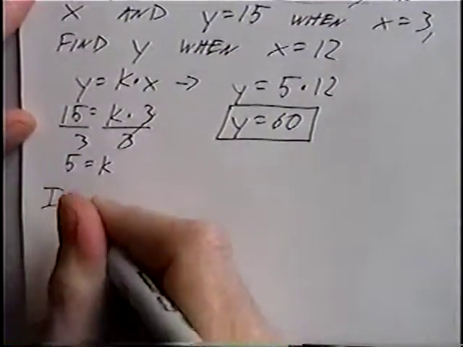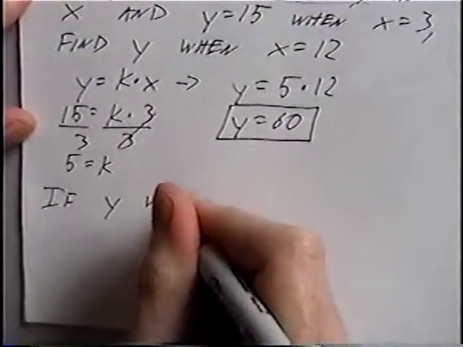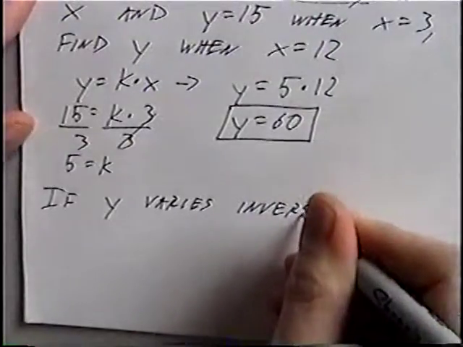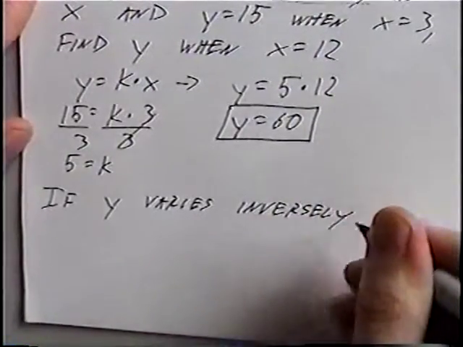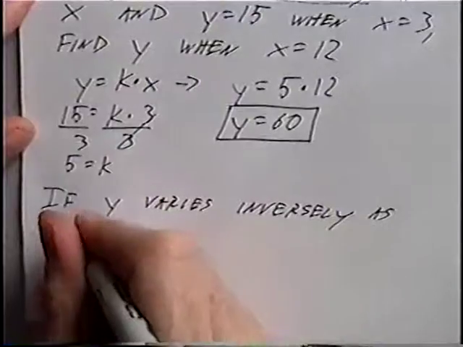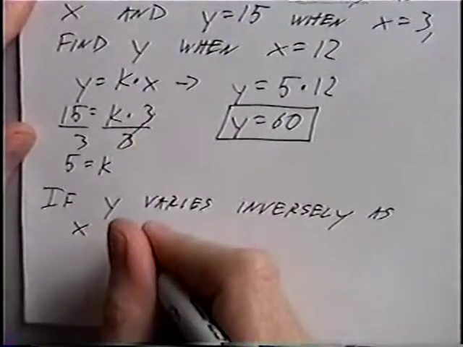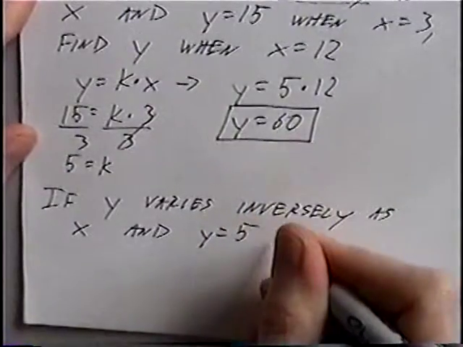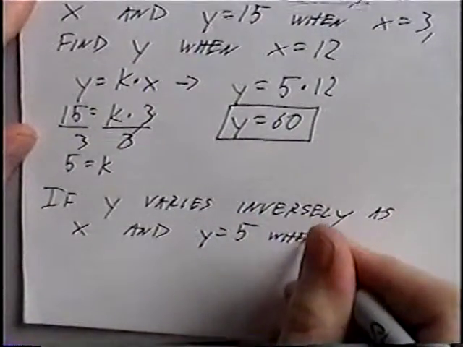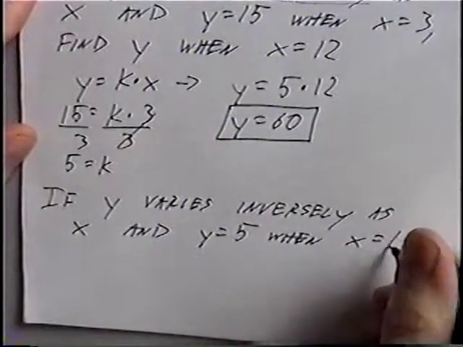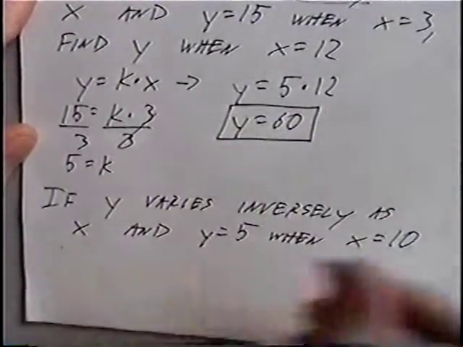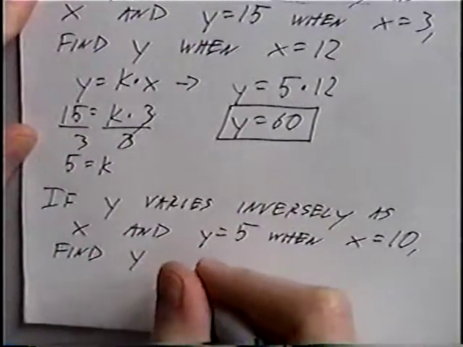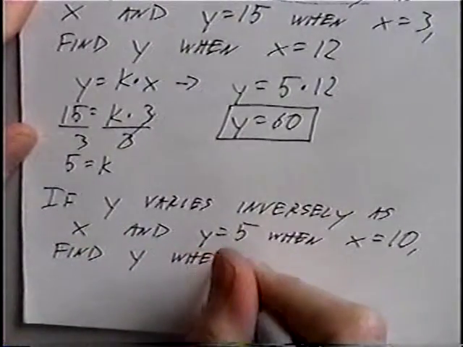Next problem: if y varies inversely as x, and y equals 5 when x equals 10, find y when x equals 2.